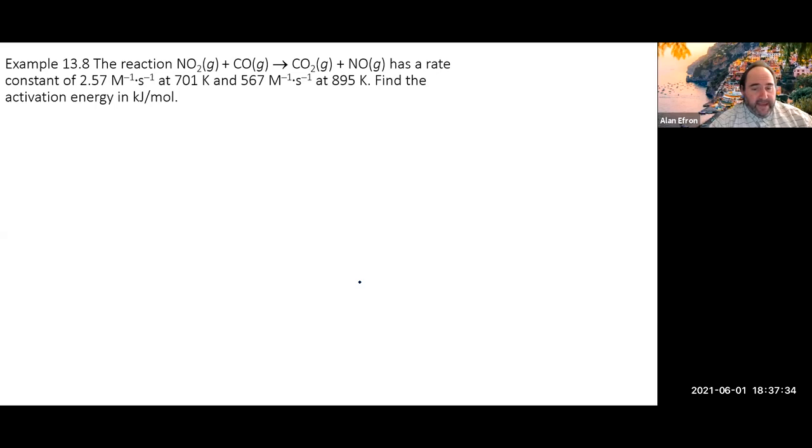We're looking for the activation energy. Go to E of A over R, 1 over T1 minus 1 over T2. In terms of our temperatures, they're already in Kelvin, which is nice. If they weren't, we would have to convert them. What you just want to make sure of, it really doesn't matter which one you call 1 and which one you call 2. Most people just go with how it's in the problem.